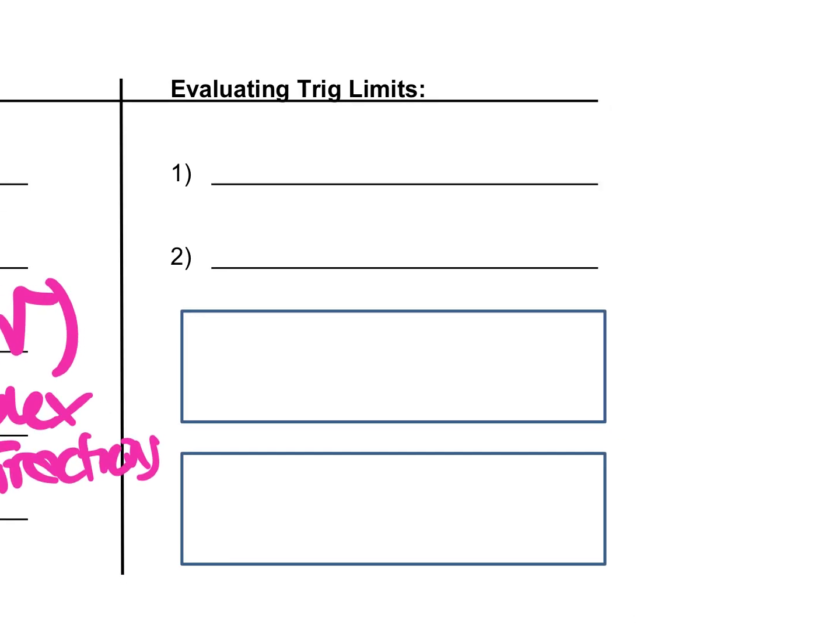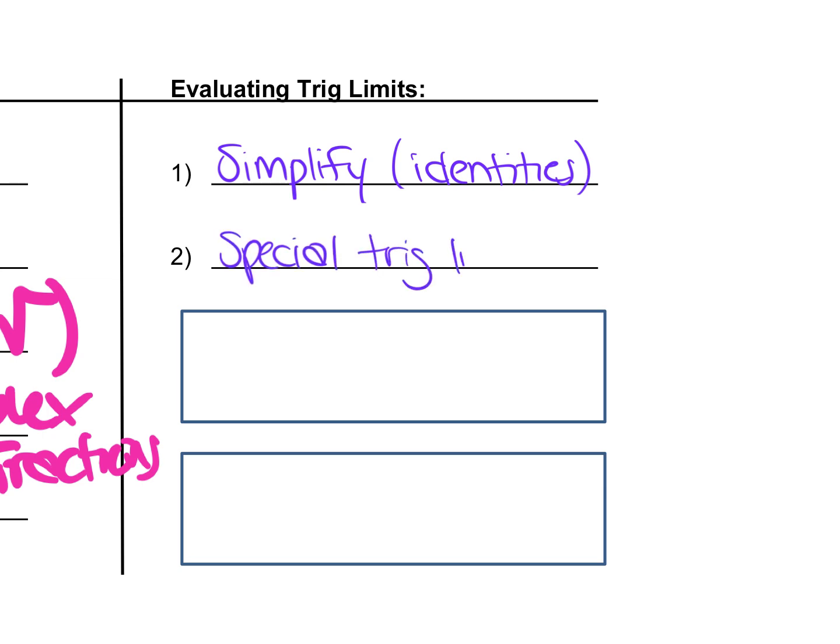A couple things with trig limits. Okay? We are always going to try to simplify, possibly using identities first. And this is provided that plugging it in doesn't work. Okay, plugging it in is kind of always your first one. Secondly, we have 2 rules for trig limits, and these are called special trig limits. These are kind of like trig identities in that you know what they're equal to, and they are equal to that all the time.